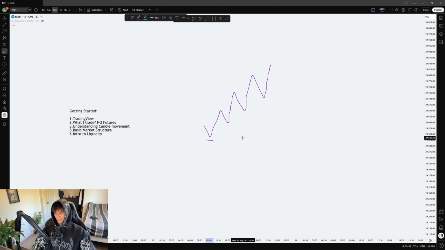So as you can see here, we're putting in lows that are higher than the previous low. And that means we're moving in an upward direction. And then we have highs that are now higher than the previous high. That shows us again that we're moving in the upward direction.